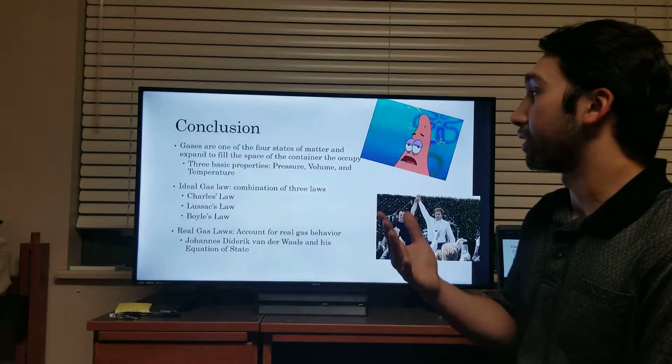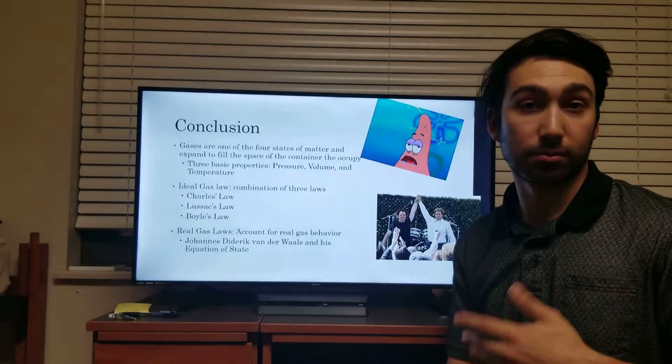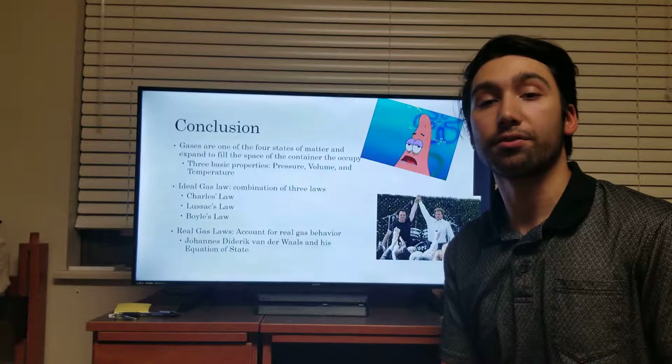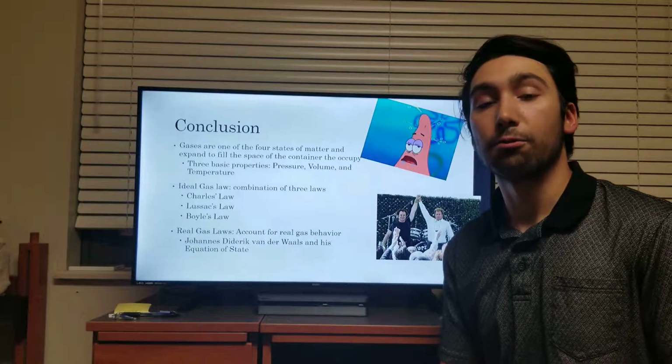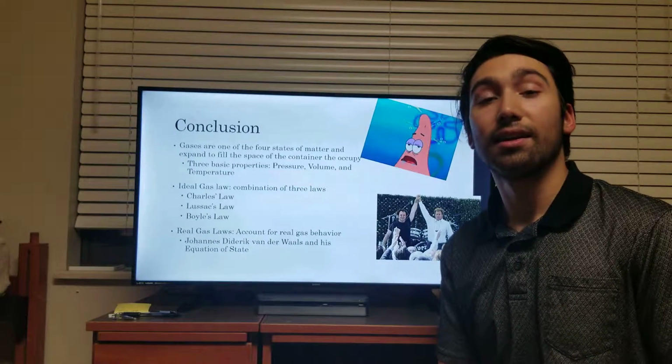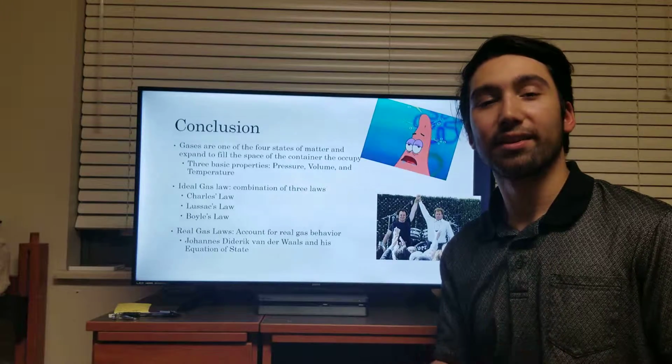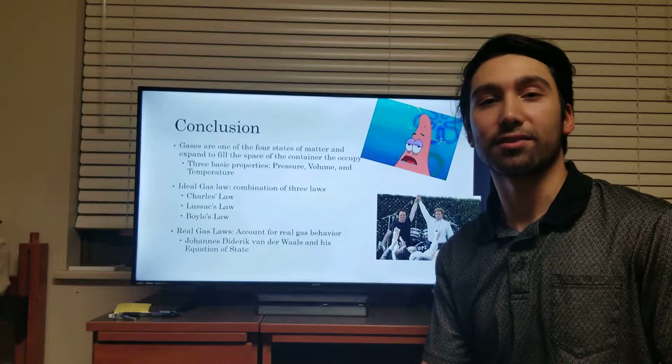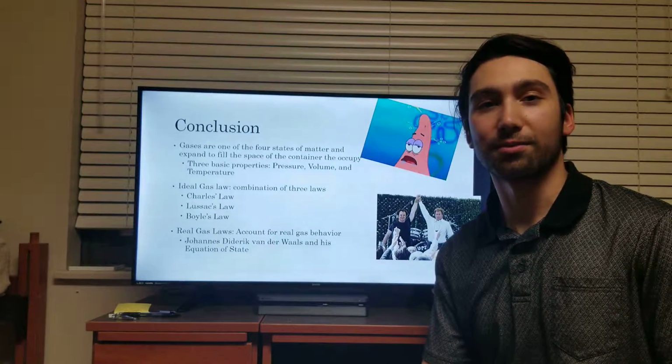So what have we learned today? We've learned about what a gas is and its basic properties, pressure, volume, and temperature. We've learned about the ideal gas law and the laws that help describe it, and we've also learned about real gas laws and the work of van der Waals himself.